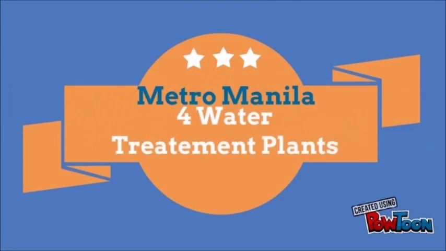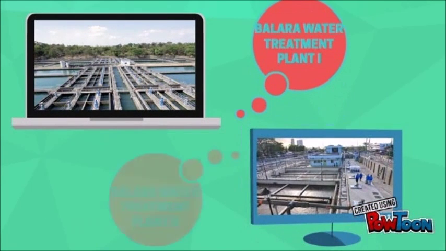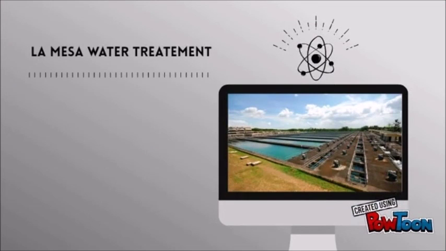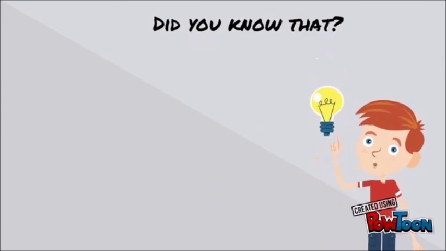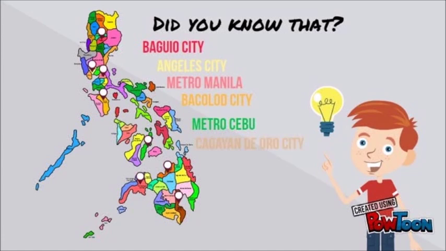Metro Manila has 4 water treatment plants, namely Balara Treatment Plants 1 and 2, and the La Mesa Water Treatment Plants 1 and 2. Did you know that Metro Manila, Metro Cebu, Davao, Baguio City, Angeles City, Bacolod City, Iloilo City, Cagayan de Oro City, and Zamboanga City are identified as 9 water-critical urbanized areas where water is consumed intensively by the National Water Regulatory Board?